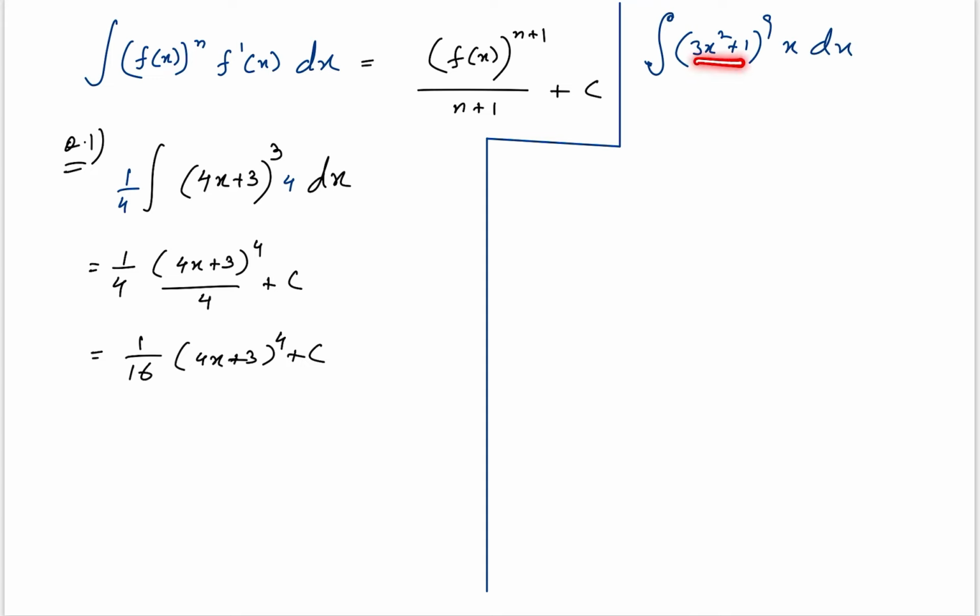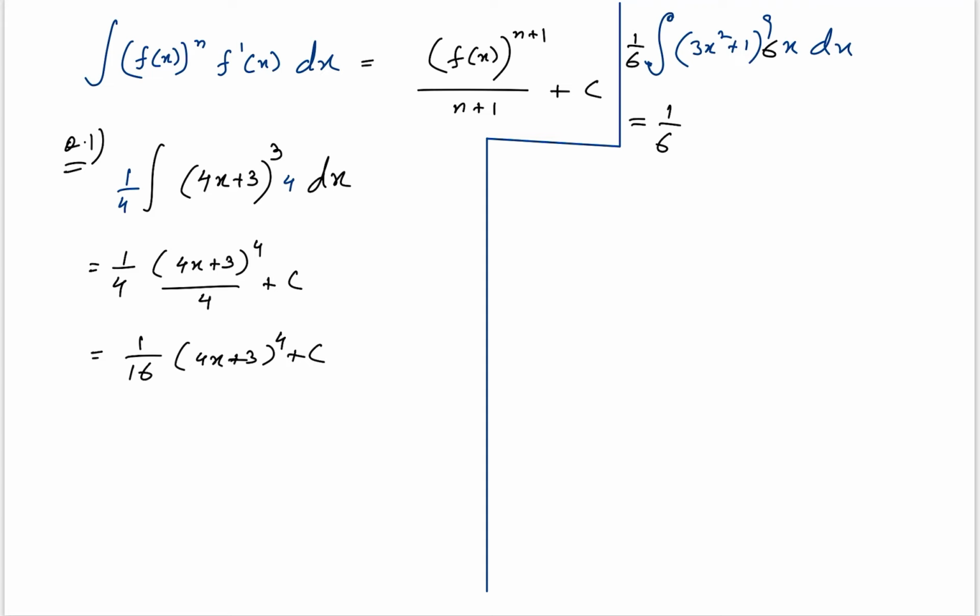So this is a function having power on it, and does the derivative of the function exist or not? The derivative of this function is actually 6, right? So we can multiply here by 6 and divide here by 6. So this is a function having power on it, and its derivative exists nearby.